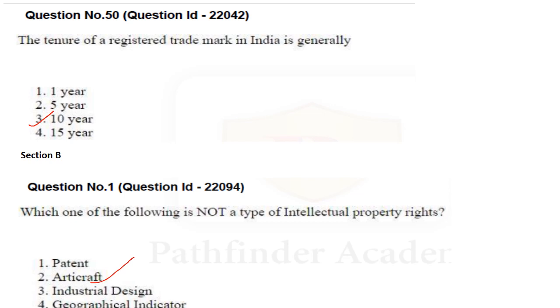So the answer is artcraft. Industrial design and geographical indication are also intellectual property rights. So the answer here is option 2, artcraft.